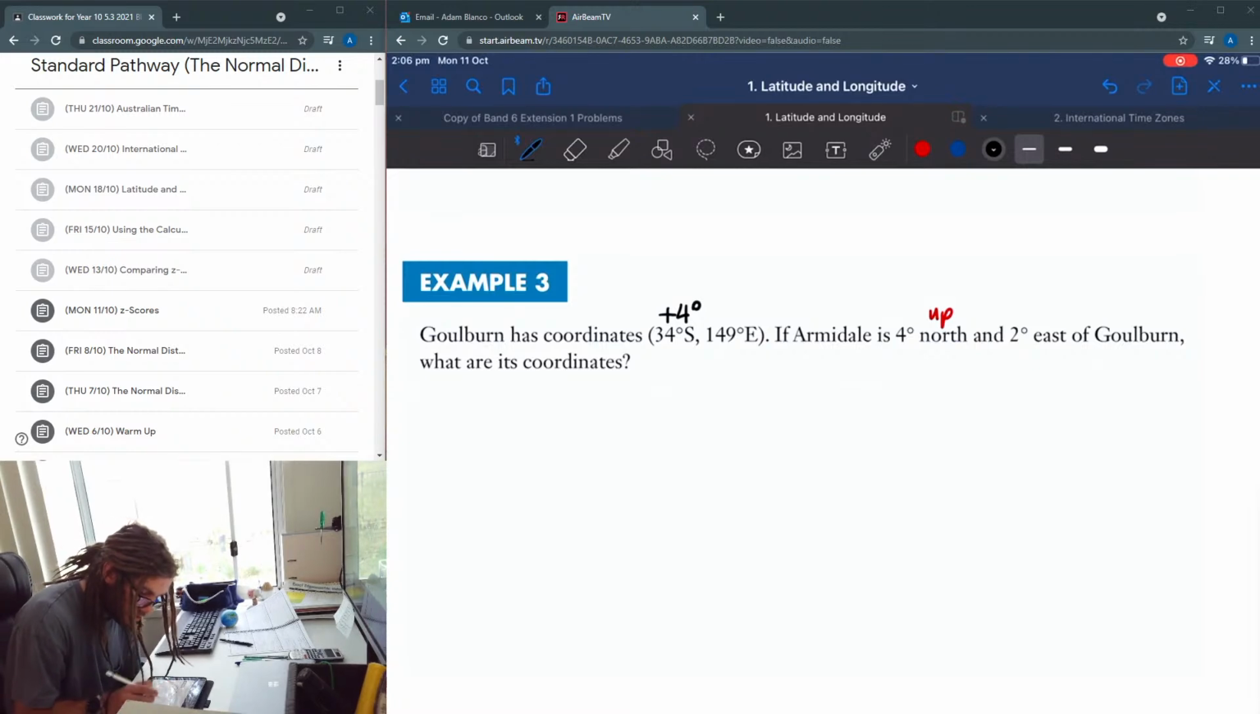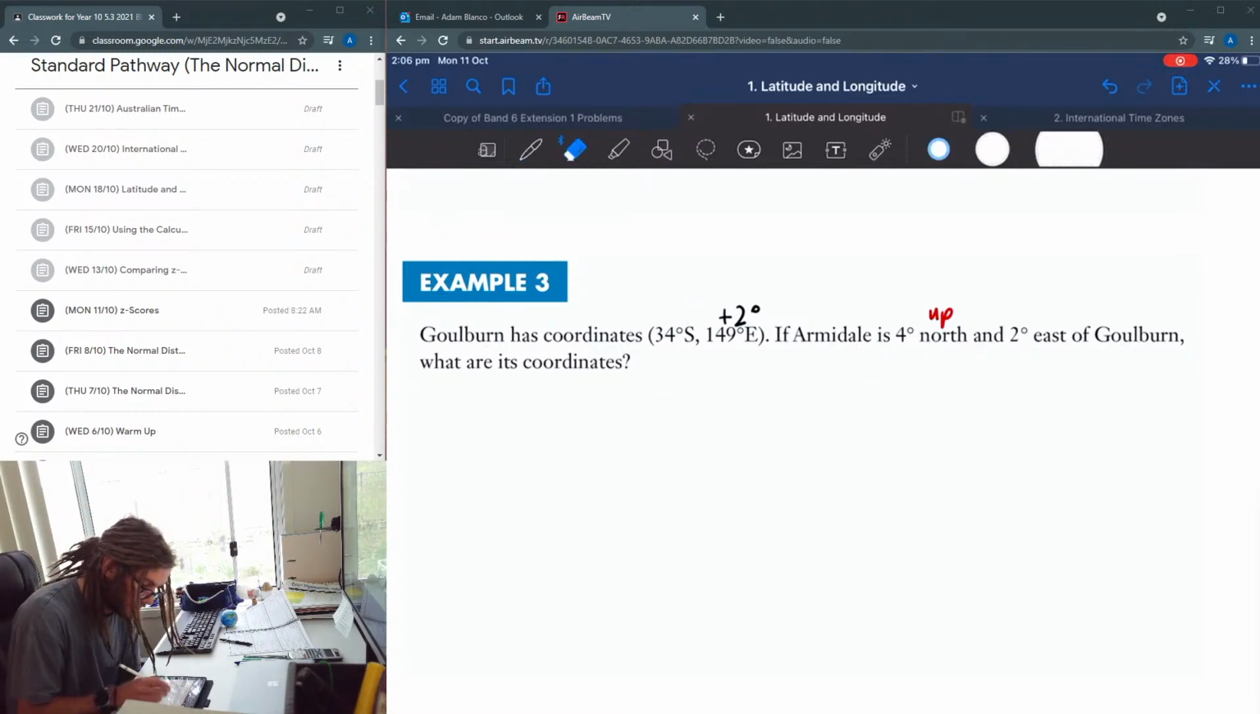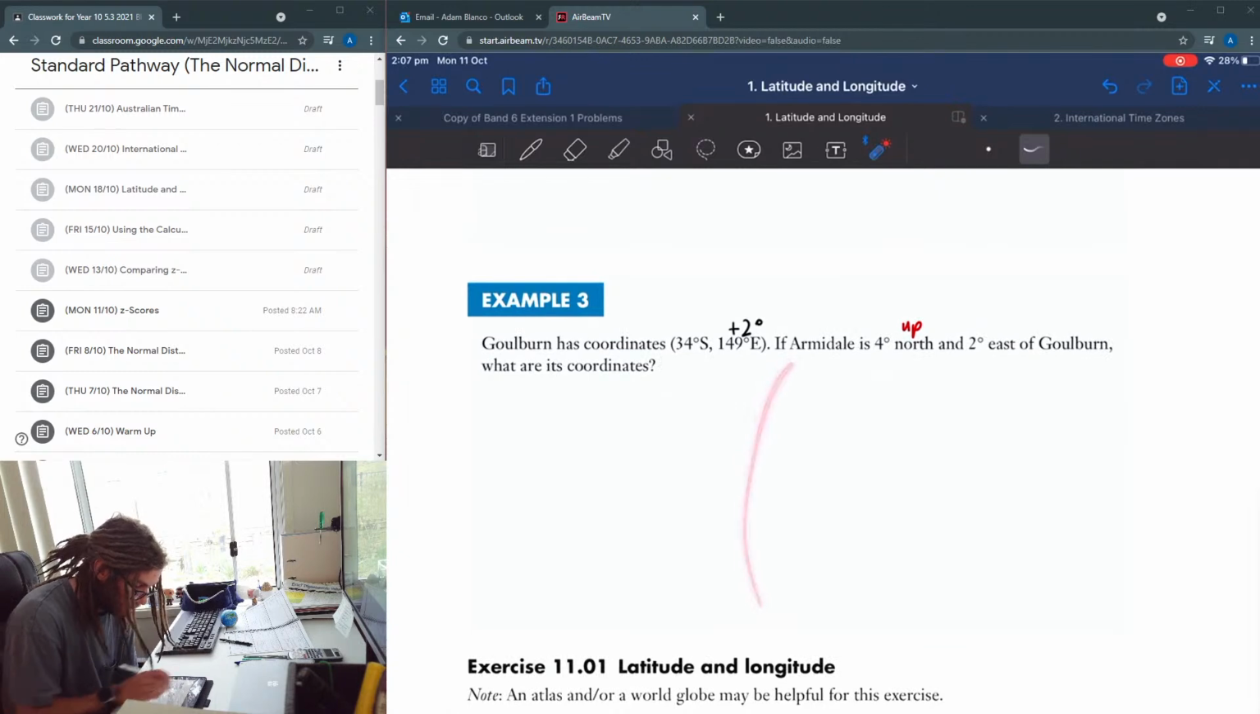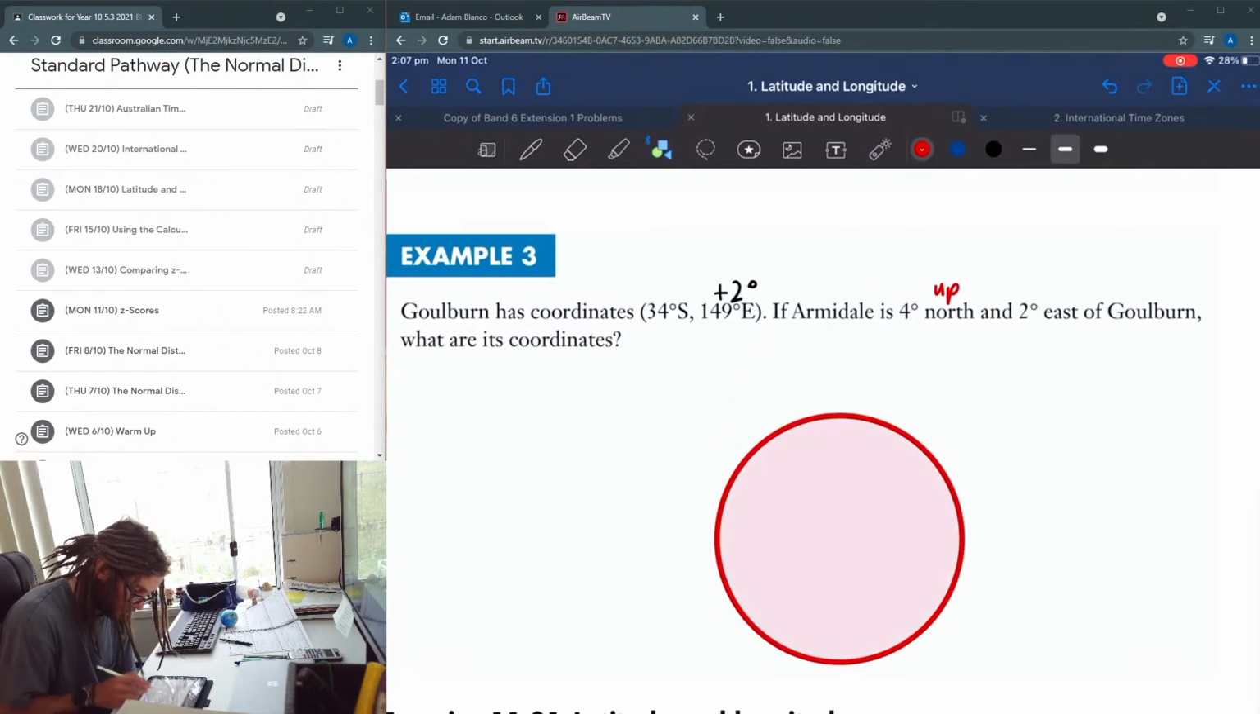And then 2 degrees east. That means I'm going this direction, and this is already east, so I need to add 2 degrees. I hope that kind of makes sense. Is that right? No, that doesn't make sense. Maybe I need to draw my picture. I've just confused myself. Let's go with this.